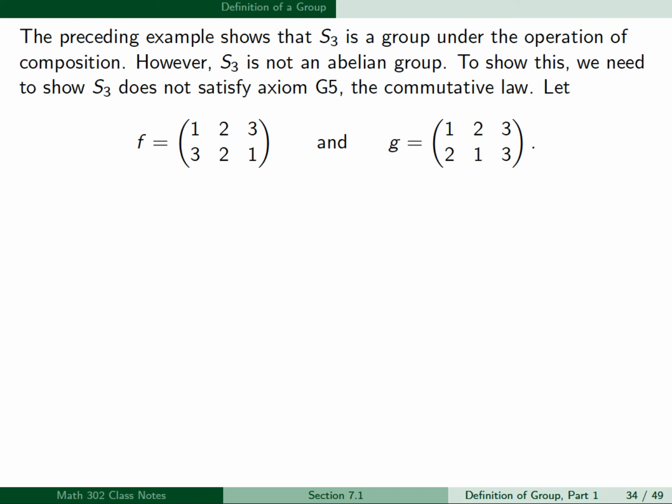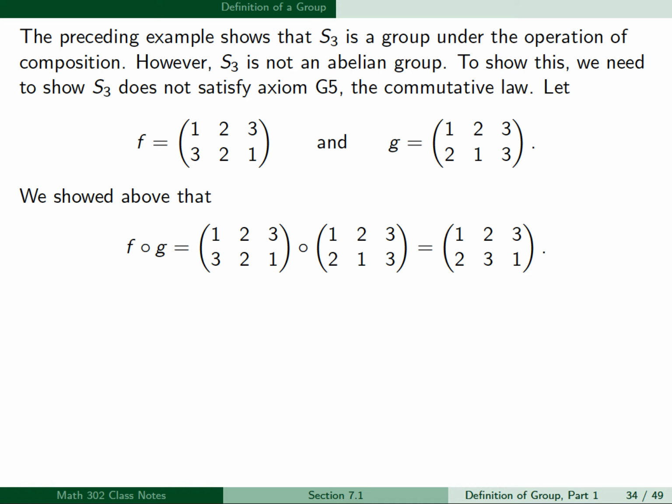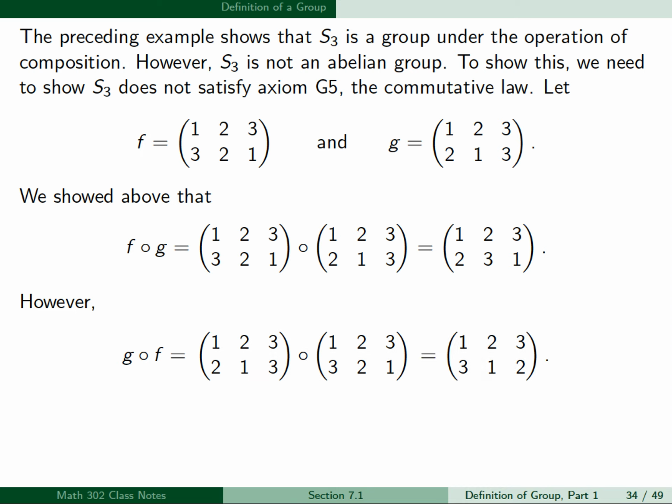If I let F be the permutation 1 to 3, 2 to 2, 3 to 1, and G be 1 to 2, 2 to 1, 3 to 3. Now we showed earlier that F composed with G is the permutation mapping 1 to 2, 2 to 3, 3 to 1. However, if we compute the composition in the other order, G composed with F, this will be 1 maps to 3, 2 to 1, and 3 to 2. And we can see that F composed with G is not equal to G composed with F, and thus S sub 3 is not abelian.